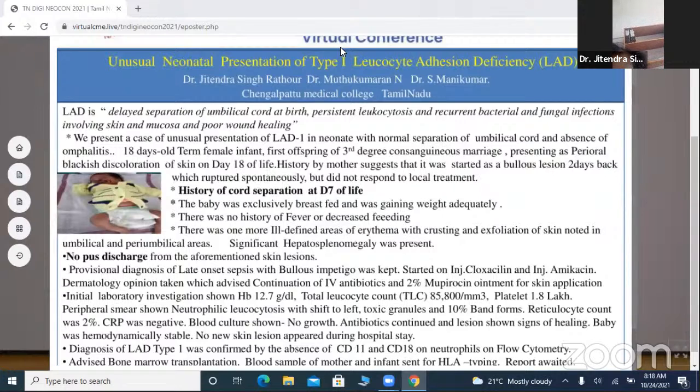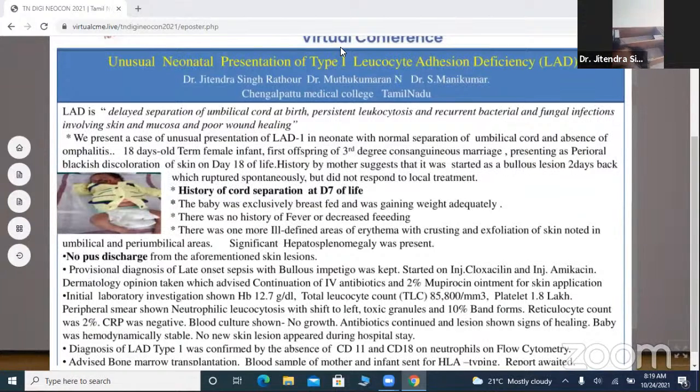Initial laboratory investigation showed hemoglobin 12.7. Leukocytosis was very marked, with a total leukocyte count of 85,800, and platelets were 1.8 lakhs. Peripheral smear showed neutrophilic leukocytosis with shift to the left, toxic granules and 10% band forms. So we continued treating as late onset sepsis. CRP was negative and the first blood culture showed no growth.